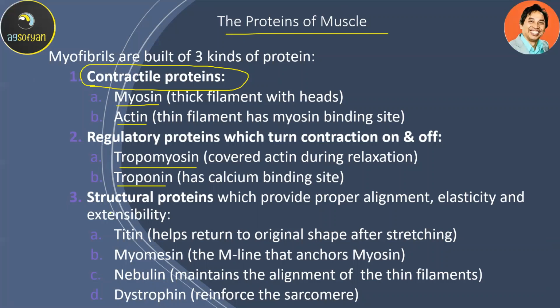And there are some other proteins called structural proteins that give strength and also proper alignment in the sarcomere, like titin. Yeah, this is like a spring type of filament. Myomesin, this is the one that's located in the middle, the M line. This is the one that anchors the myosin. Nebulin and dystrophin, these are another two proteins that will maintain and reinforce the sarcomere.